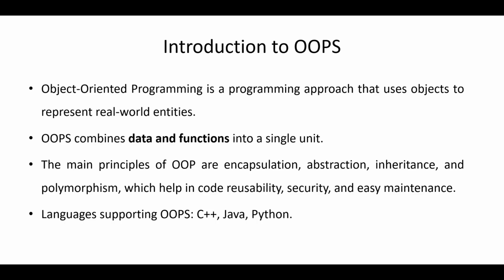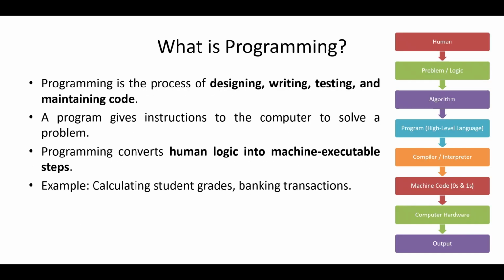The four fundamental principles of object-oriented programming are encapsulation, abstraction, inheritance, and polymorphism. These principles help us write programs that are secure, reusable, and easy to maintain. Encapsulation protects data, abstraction simplifies complexity, inheritance promotes code reuse, and polymorphism allows flexibility. Popular programming languages that support OOPS include C++, Java, and Python. Among these, C++ is widely used for system software, game engines, and performance-critical applications.